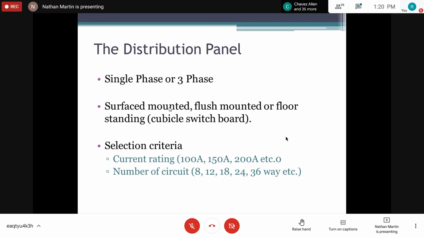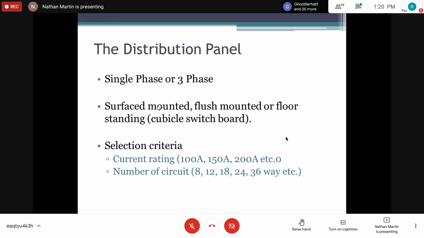All right. Surface mounted, flush mounted, or floor standing cubicle switchboard. So what we are saying is that your distribution panel can be surface mounted. It can be flush mounted, that's when we have to chop the wall or cut out the drywall and install the panel. Or it can be floor standing. Now, the floor standing is what you'll find in large facilities, such as UTECH and some other facilities. You'll have a standing cubicle, right?